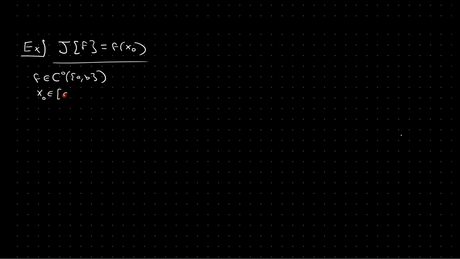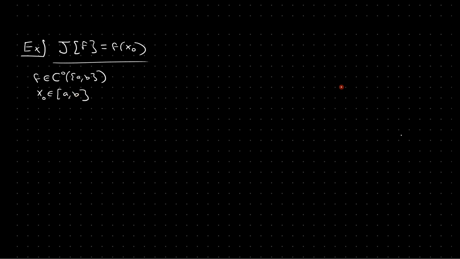This is defined in the following way. So if you let J be the functional of the function f, that gives you the value of f at a point x naught in the interval from a to b. So specifically, f here is some function. We're going to take it in the set of continuous functions on the interval from a to b. And here we're taking x naught as a point in this interval. So x naught is some point in the interval from a to b.